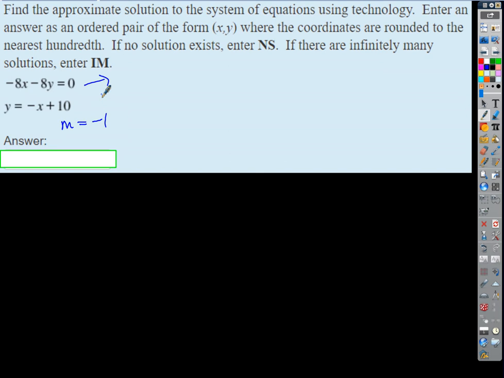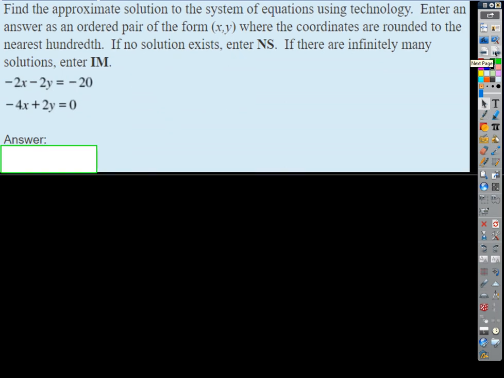Well, if I put this into slope-intercept form, so let's say I do -8y and I add the 8x to the other side. I divide both sides by -8. Well, sure enough, I can tell that the slope is exactly -1 there also. And so we can prove it mathematically that they are parallel. But with the technology, you've got to be a little careful.